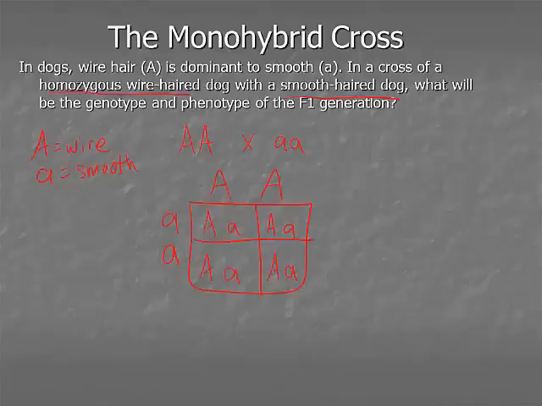Next, reread the question. What will be the genotype and phenotype of the F1 generation? Our genotypes are 4 out of 4 capital A, lowercase a, or heterozygous. And our phenotypes are all wire-haired. Remember to circle your answer.